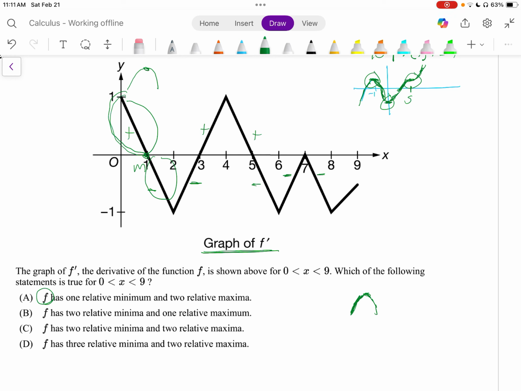So positive is above the x-axis. Positive to negative is a minimum, so this is a min. Negative to positive is a max. Positive to negative is a min. And negative to negative again is a point of inflection, which we're not concerned about. So we have 2 minimums and 1 maximum. B is our answer for number 12.